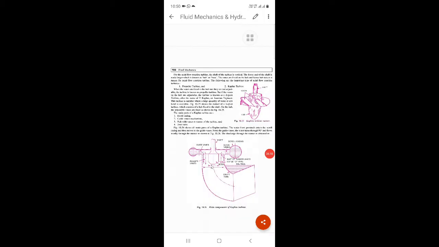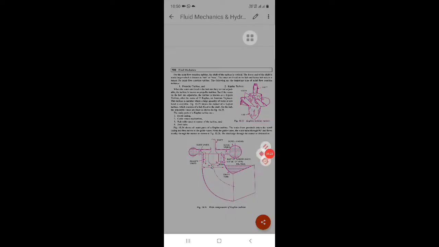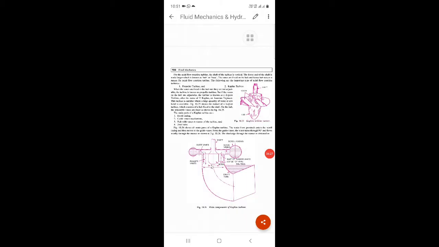The main parts of Kaplan turbine are scroll casing, guide vane mechanism, hub with runner of the turbine, and draft tube. The figure shows all main parts of Kaplan turbine. When water from the penstock enters the casing, it moves to the guide vanes. From the guide vanes, the water turns through 90 degrees, which is shown in the figure.